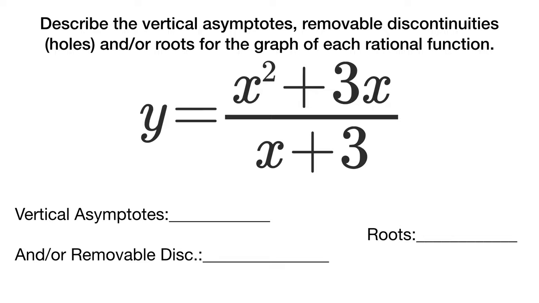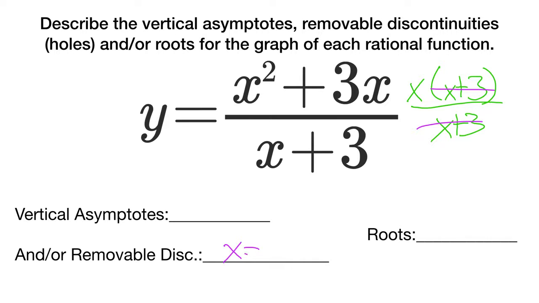Okay, let's try this one. In this case, x squared plus 3x becomes x times x plus 3, all over x plus 3. So let's see, is there anything I can cancel out? Yes, I can cancel out x plus 3. That means we have a removable discontinuity at x equals negative 3. Then I look, do I have any other vertical asymptotes? Nope. So that's a none. And finally, if I have an x by itself, that means my root is just x equals 0.